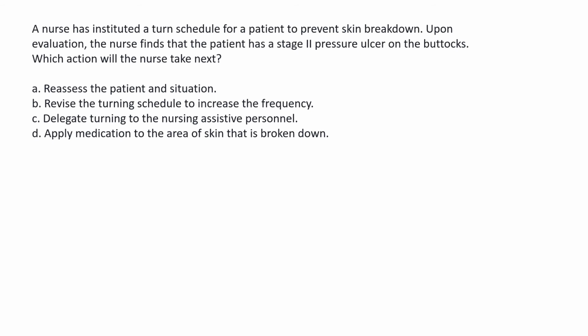A nurse has instituted a turn schedule for a patient to prevent skin breakdown. Upon evaluation, the nurse finds that the patient has a stage 2 pressure ulcer on the buttocks. Which action will the nurse take next? A. Reassess the patient and situation. B. Revise the turning schedule to increase the frequency. C. Delegate turning to the nursing assistive personnel. D. Apply medication to the area of skin that is broken down.